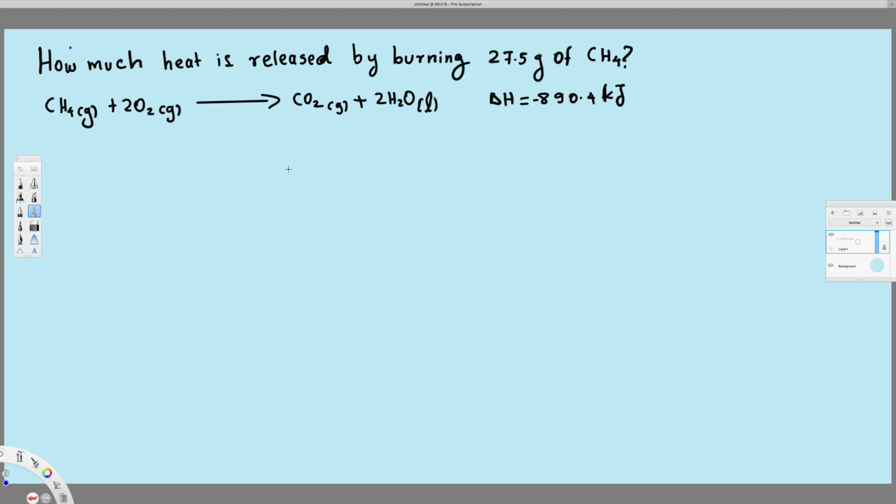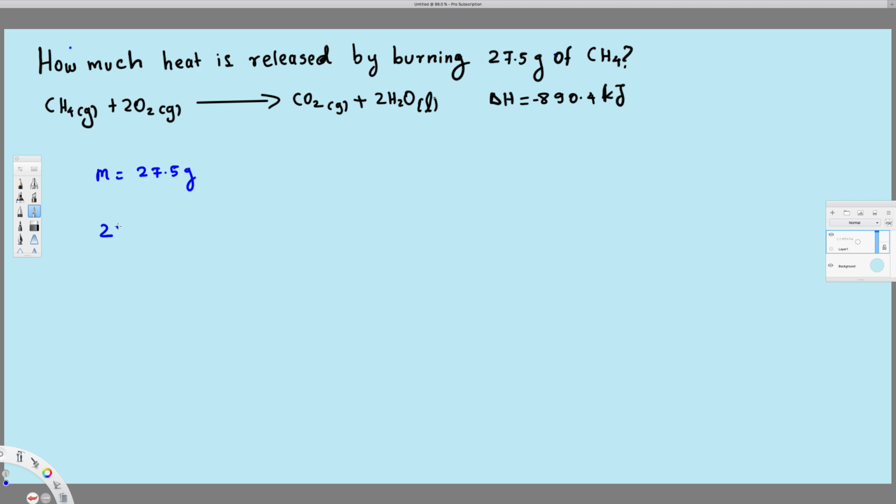If 1 mole is making this much amount of joules, then we have to calculate how many moles we are going to have in 27.5 gram. To find that, we have to divide this by the molar mass of CH4, right? We have 27.5 gram, and that doesn't tell us the moles. Since we have the mass, 27.5 gram, if you divide 27.5 gram by its molar mass, gram per mole, that's going to give us the mole. So let's see where we get.